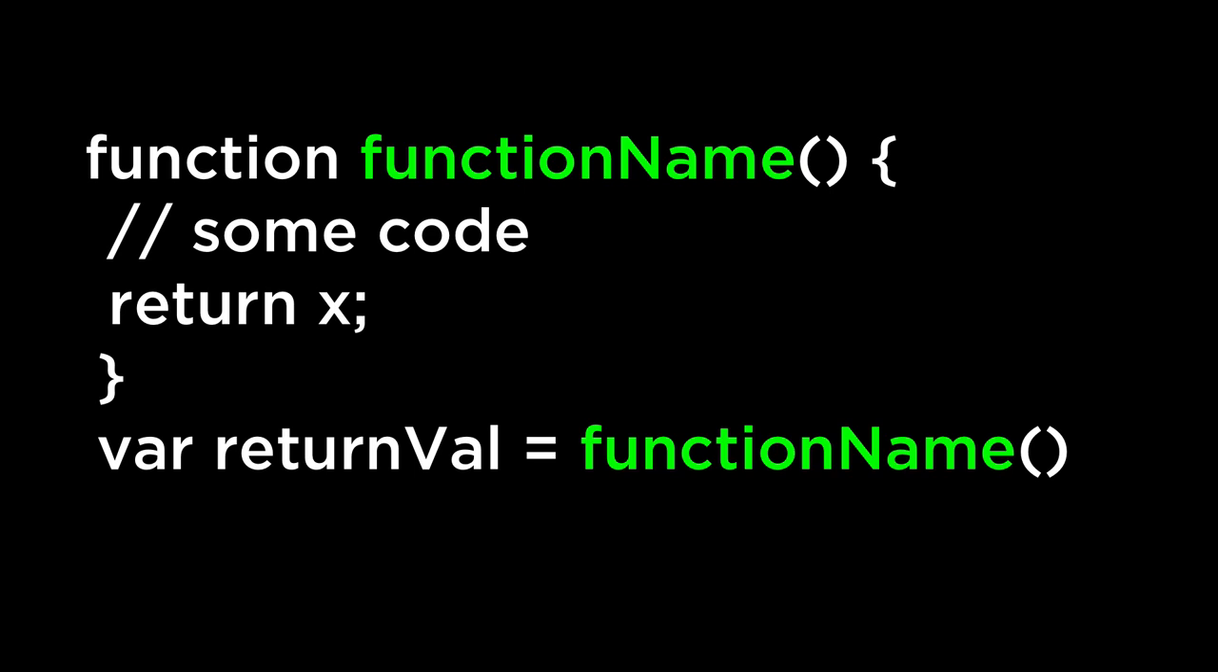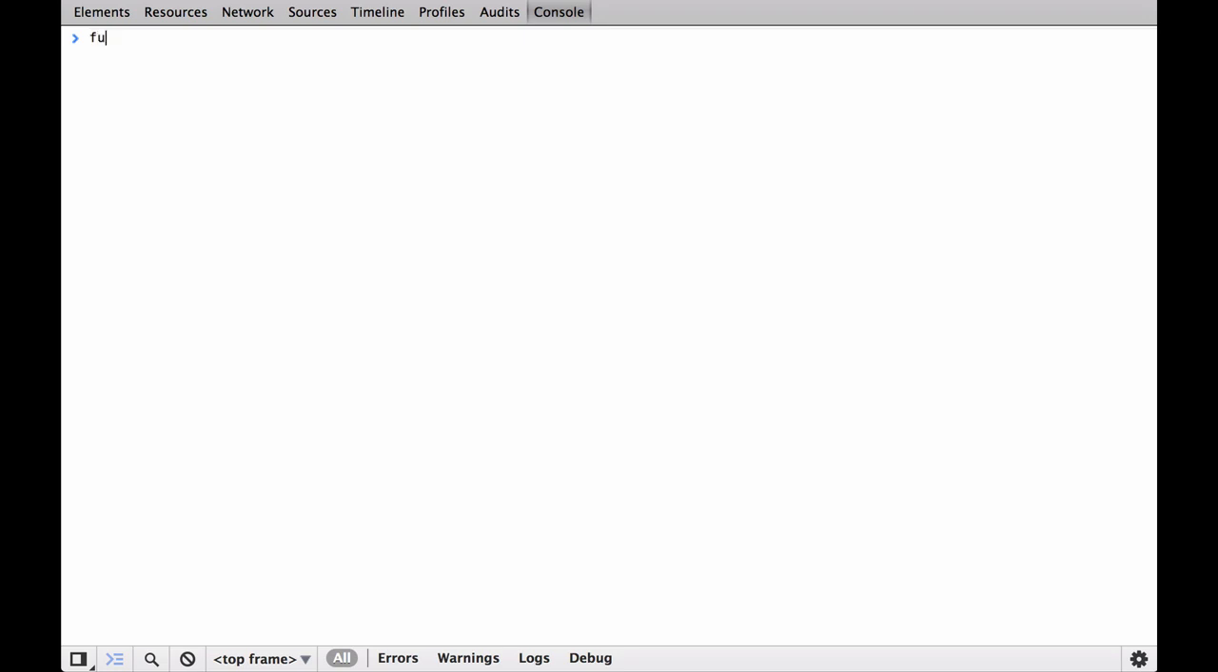Let's take a look at some examples. First, let's define a function. This function is called myFunction. Note that it does not return any values. Next, let's evaluate the function. Note that it returns undefined. This is because we did not specify a return value.